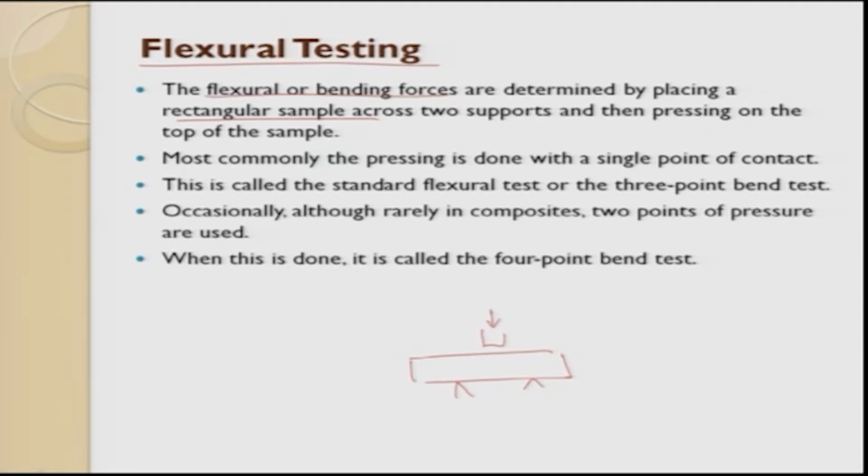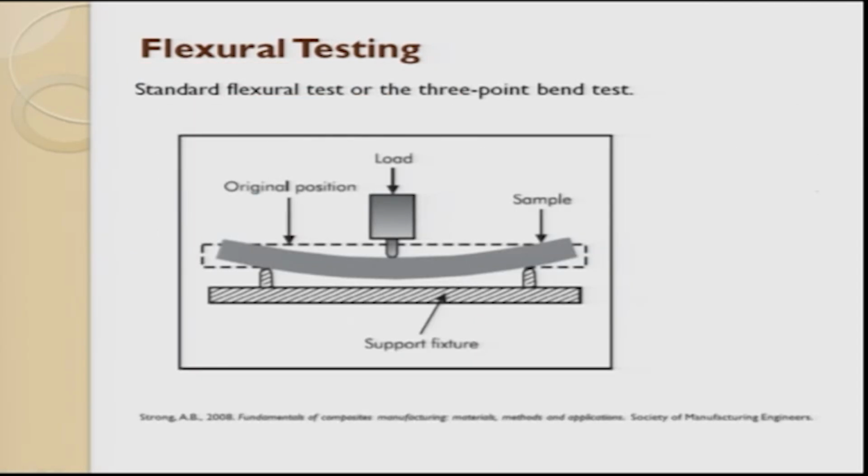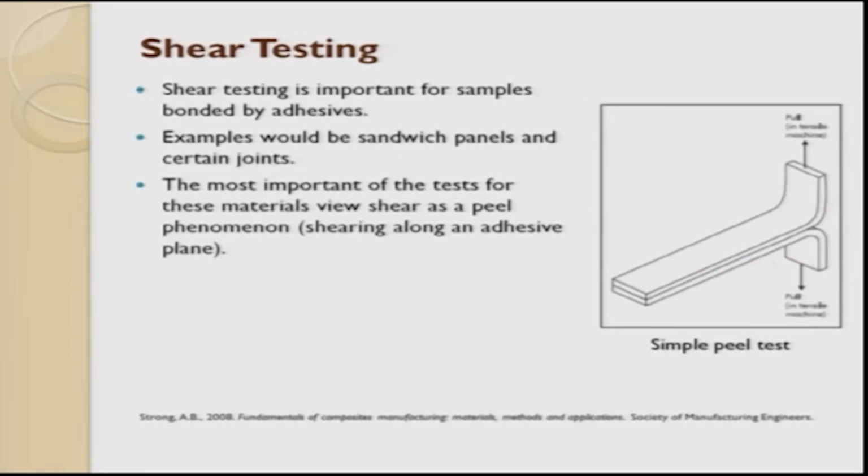The most commonly used is the single point, that is the 3-point bend. I also said it can be used for 4-point bend. So this is what it is. We use supports, and here you should be careful. For a thermoplastic sample you have a lot of ductility, so when you use a 3-point bend test, you have to be a little careful with that data. For a thermoset it is okay. You can use this data and get the required output.